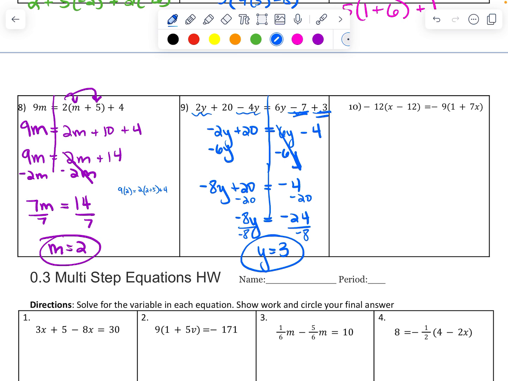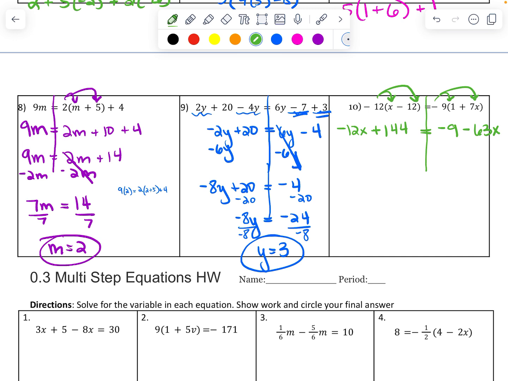Plug that positive 3 back in, make sure we got it right. All the steps. Great fun. Distribute. Negative 12x minus 144. Nope. Negative times a negative is a positive. Mayhew. Positive. Whew. Saved. Distribute. Negative 9 minus 63x. So far, so good, yeah? Yeah, I think so.